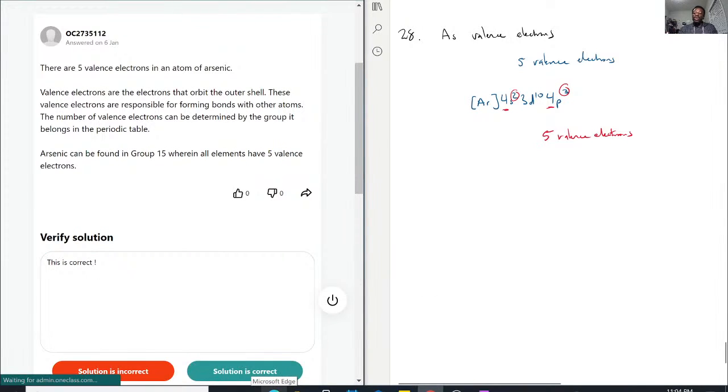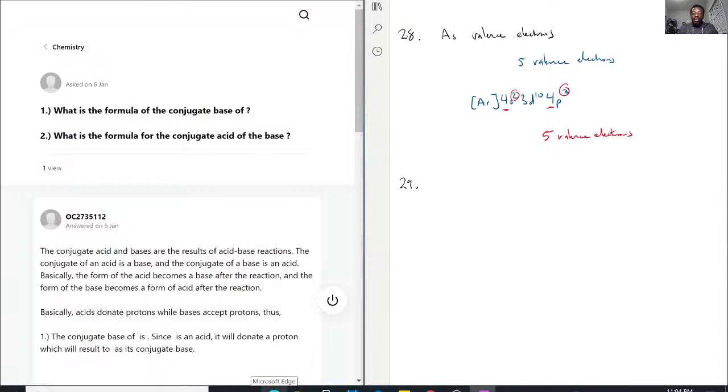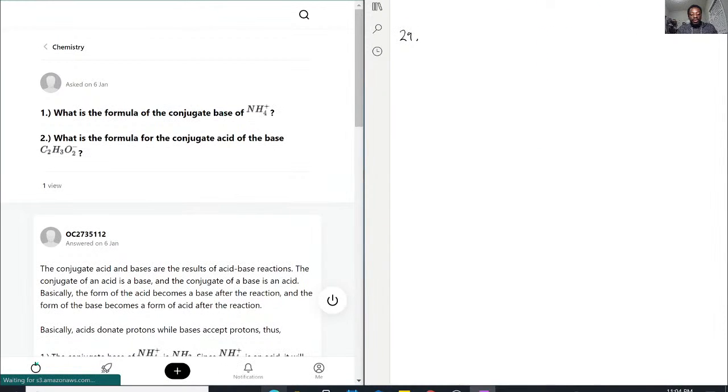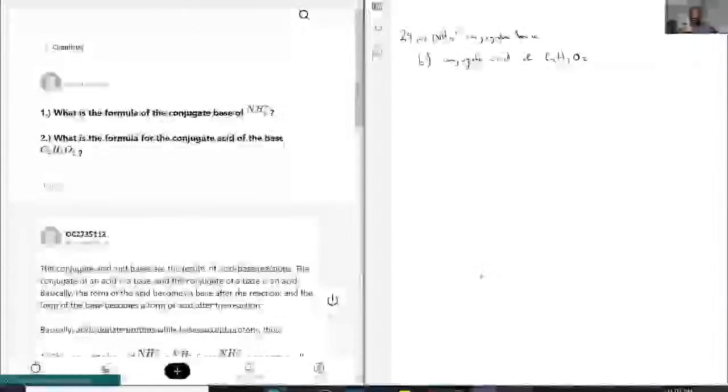So now let's go on to the next question, question number 29. We have, what is the formula for the conjugate base of NH4? You get base, and we also want B, the conjugate acid of C2H3O2 minus.